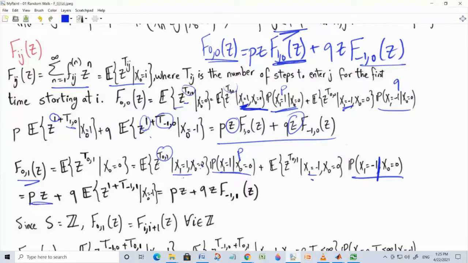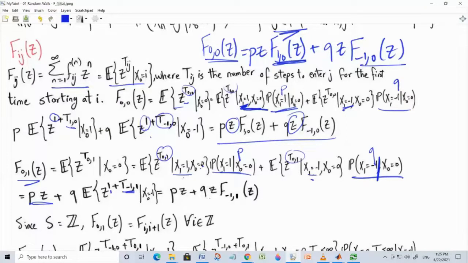And then for the other term, you now go to -1. So basically we need this Q, and then this here will be 1, the step that you make from 0 to -1, and then T of -1 comma 1, the number of steps to go from -1 and enter into 1 for the first time. So now it is like this.